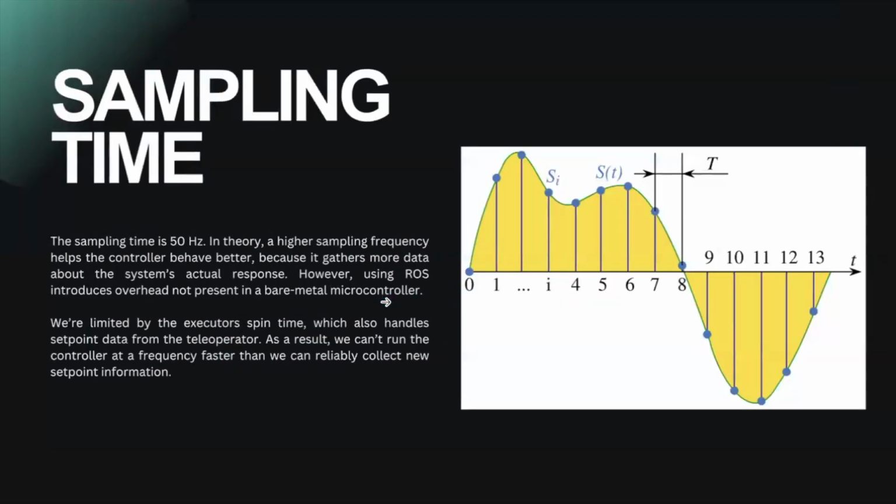And this node is working at a rate of 50 Hertz. A higher frequency helps the controller behave better, because it gathers more data about the system's actual response. But we are limited by the executor spin time, which also handles the data from the teleoperator. So we can't run the controller at a frequency faster than we can reliably collect new setpoint information.